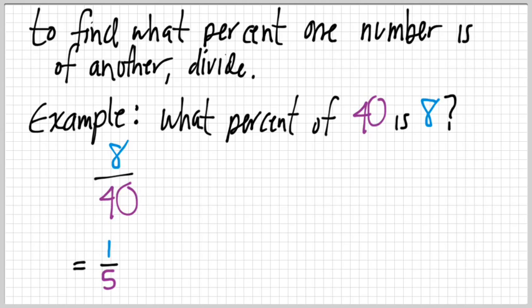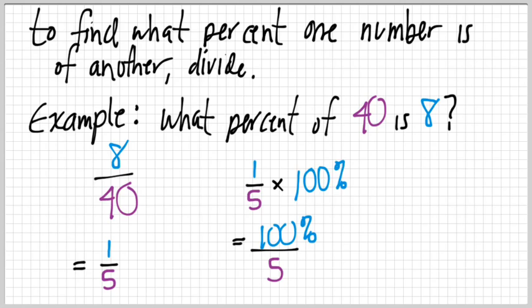You just simplify that, you get 1/5, because 8 divides evenly into both of these. 8 divided by 8 is 1, 40 divided by 8 is 5. And we want to turn that into a percent, so we multiply by 100%, as we did previously. We just get 100% over 5, and 100 divided by 5 is 20, so it's 20%. That's all there is to it.